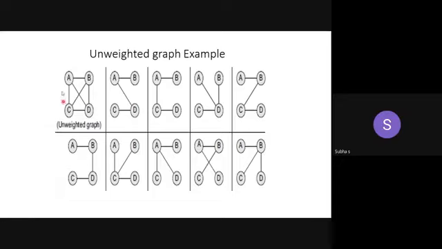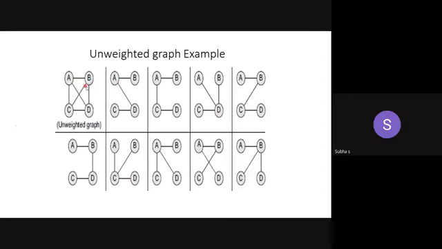So this is your graph. Yes, this is your connected graph. All nodes are connected to all other nodes. Yes, A is connected to B, C, D, B is connected to A, C, D, D is connected to C, A, B, and C is connected to A, B, and then D. So this is your unweighted graph. Now, these are all the different possible ways of constructing the spanning tree. We can't call it a minimum spanning tree. We can just call it a spanning tree.